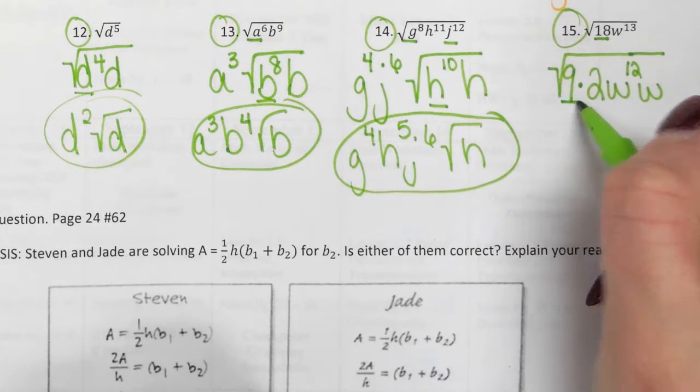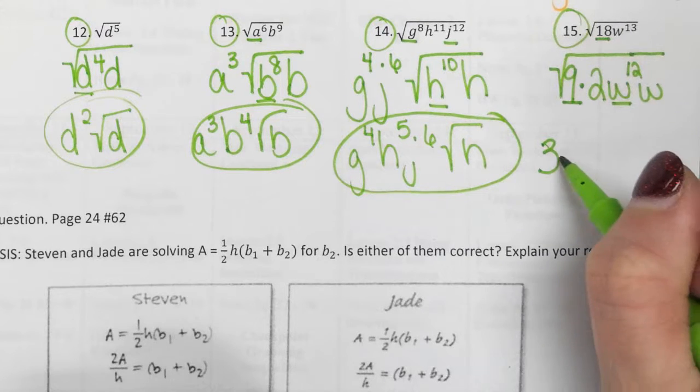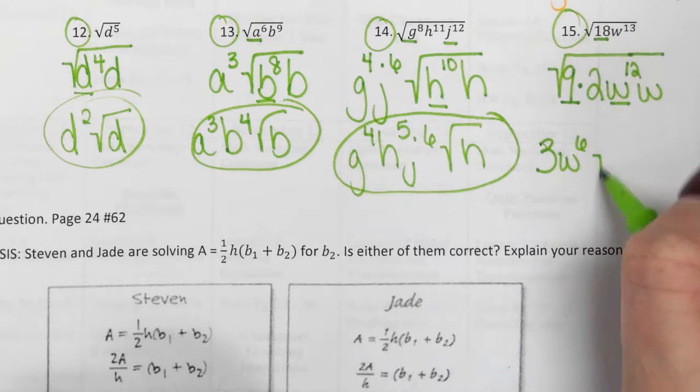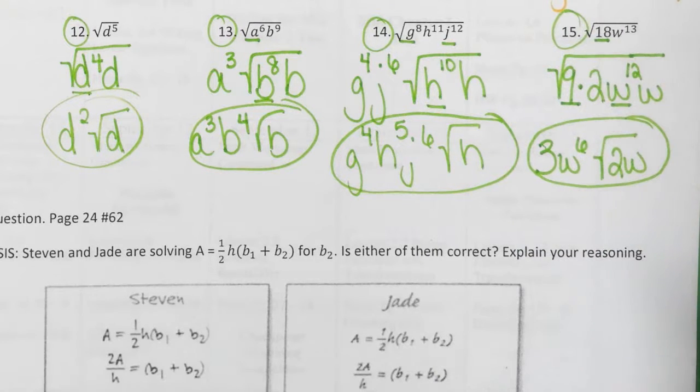So the 9 gets to come out as 3, and the W to the 12, W to the 6, and then the 2W is left inside. Are y'all okay? Take this seriously so that when we get to it, it will be easier, okay?